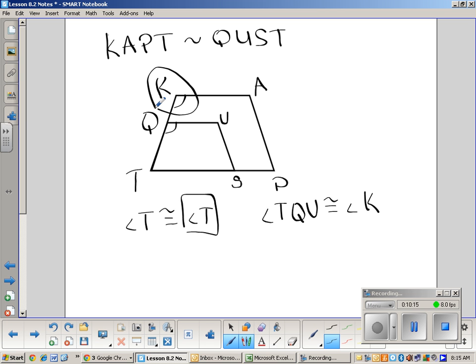I can't do that here. I can't call this angle Q because I don't know if I mean this angle or the straight angle. Okay, there's too much going on there, so I can't do that. Okay?